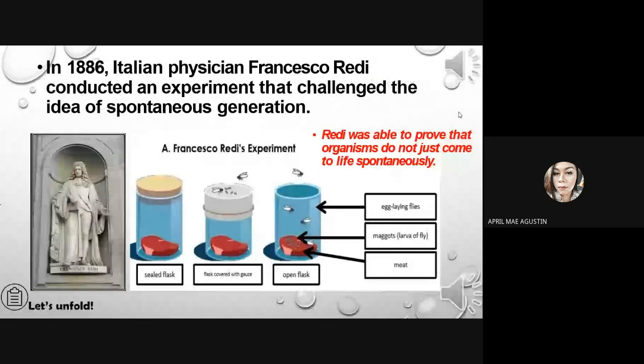In 1668, Italian physician Francesco Redi conducted an experiment that challenged the idea of spontaneous generation. Redi was able to prove that organisms do not just come to life spontaneously. What was Redi's experiment and what did it show? Redi went on to demonstrate that dead maggots or flies would not generate new flies when placed on rotting meat in a sealed jar, whereas live maggots or flies would. This disproved both the existence of some essential component in living organisms and the necessity of fresh air to generate life. Redi's hypothesis suggests that flies lay eggs that produce maggots, thus refuting the theory of spontaneous generation.